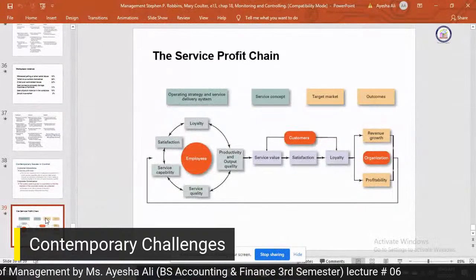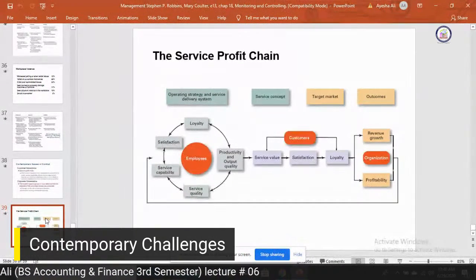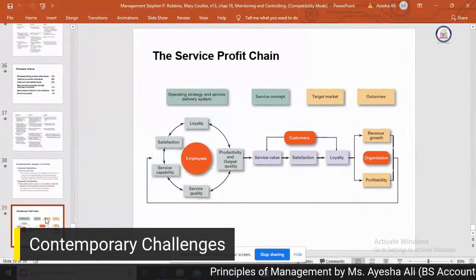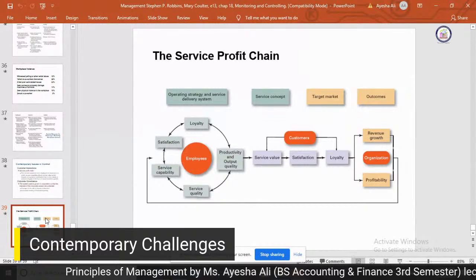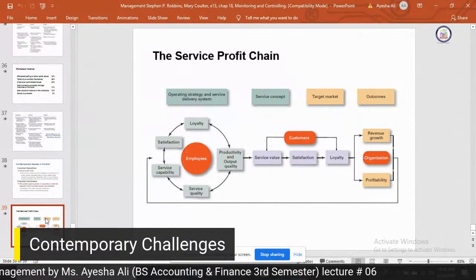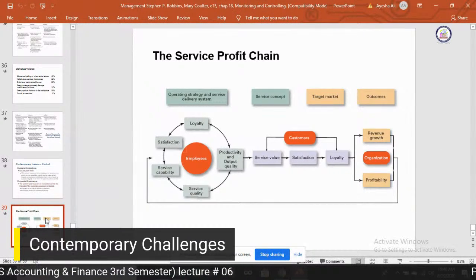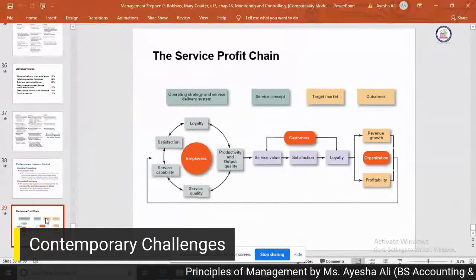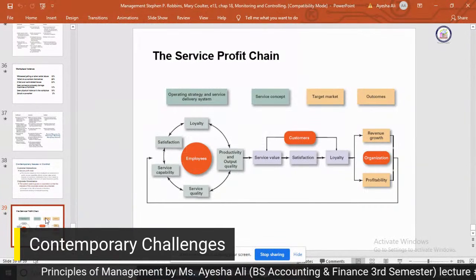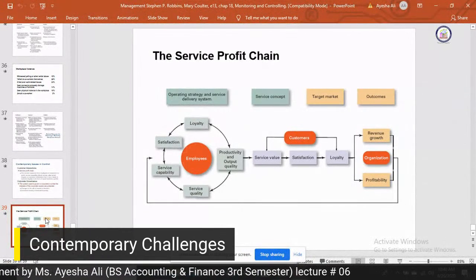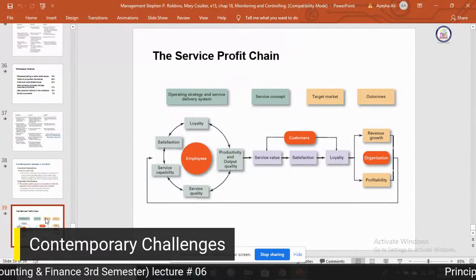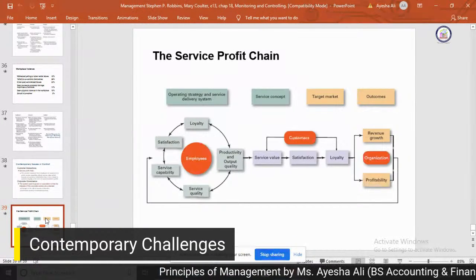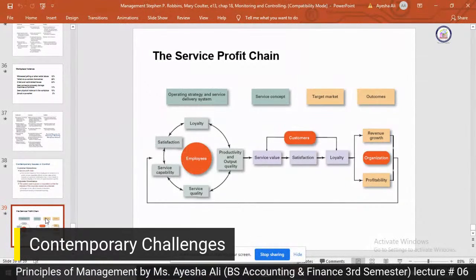Basically, the employee is operating the strategies and service delivery systems, and for the customer we have the service concept. If they get good service, for a specific customer and specific target market, the market they are targeting, they get the outcome in terms of profitability. This is the last slide of this chapter, and this chain connects employees to customers, and customers to organization profit. So it's basically a chain.